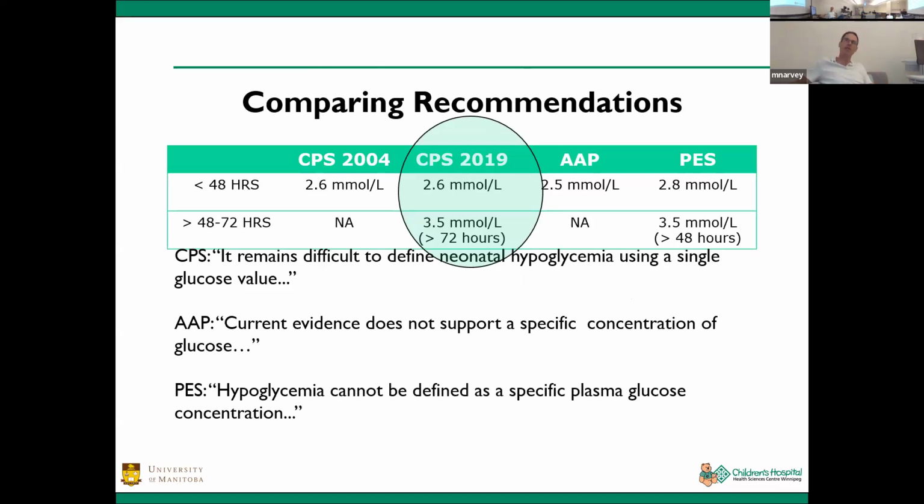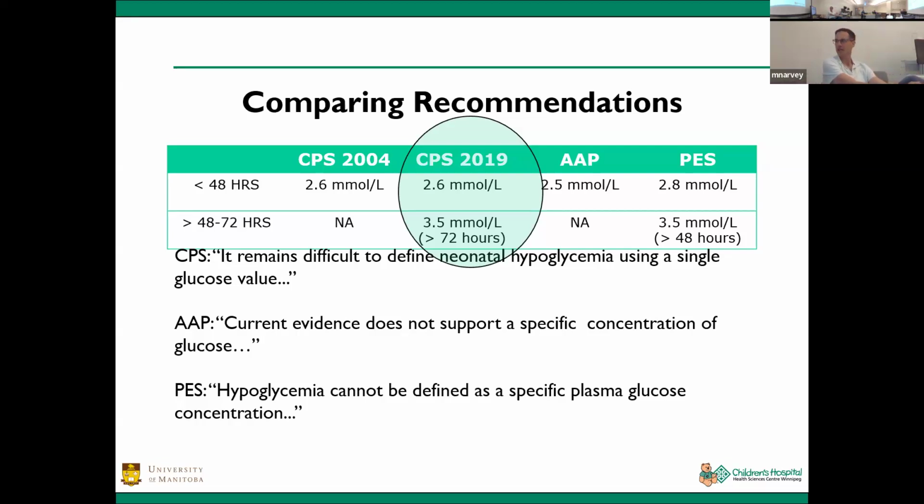By the way, the AAP statement was published by Adamkin back in 2011. So their statement's now 13 years old. They're coming out with a new one though soon. And the Pediatric Endocrine Society, as you can see, they did say 3.5 at 48 hours. And what the CPS said, and this really summarizes where we're at: it remains difficult to define neonatal hypoglycemia using a single glucose value. The AAP says current evidence does not support a specific concentration of glucose. And the PES even said hypoglycemia cannot be defined as a specific plasma glucose concentration.